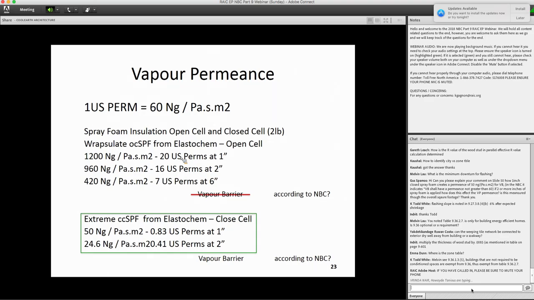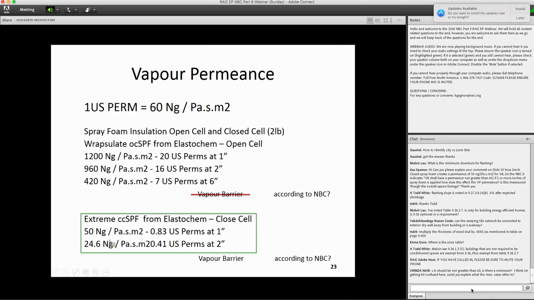Poly has the problem that it is really low permeance, so some people are avoiding using poly, because when you have 60, you're allowing some excessive moisture to go through. But guys, this is going to get you more confused. Let's stick with that. The code requires 60, and everything has to be below 60 to be considered a vapor barrier.